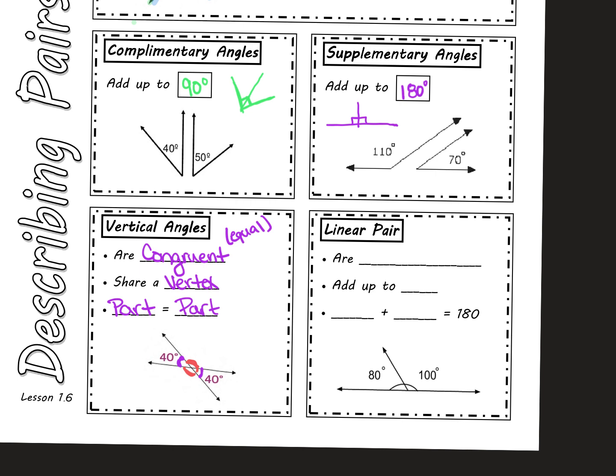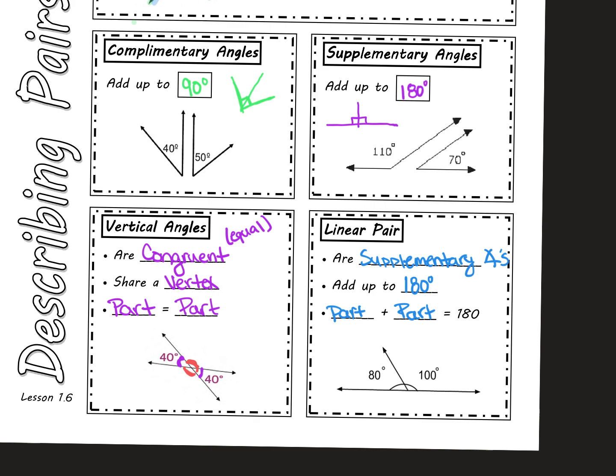Then looking at a linear pair, y'all, they are actually always going to be supplementary angles. And they are always going to add up to 180 degrees because they are supplementary angles. And the formula we're going to use is our part plus part equals whole. But in this case, our whole is 180. And linear pairs are always going to look something like this.